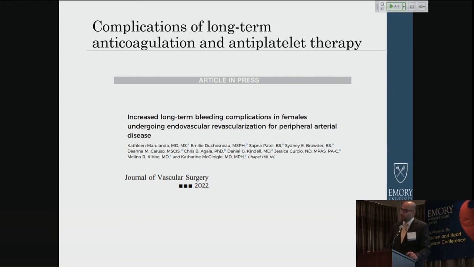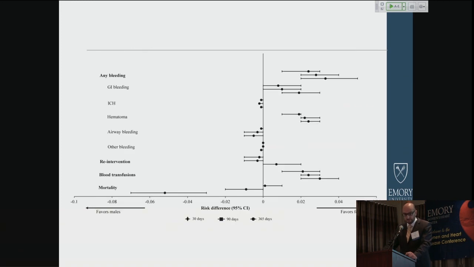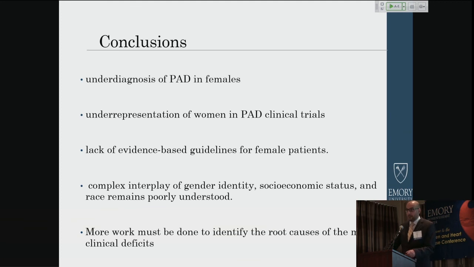So again, modifying, looking at optimal medical therapy in a different way, not only at surgical therapy in a different way. GI bleeding, cerebral bleeding. So I tried to cover, again, broadly peripheral arterial disease treatment, detection, and management, and also look at a little bit of the disparities in females.